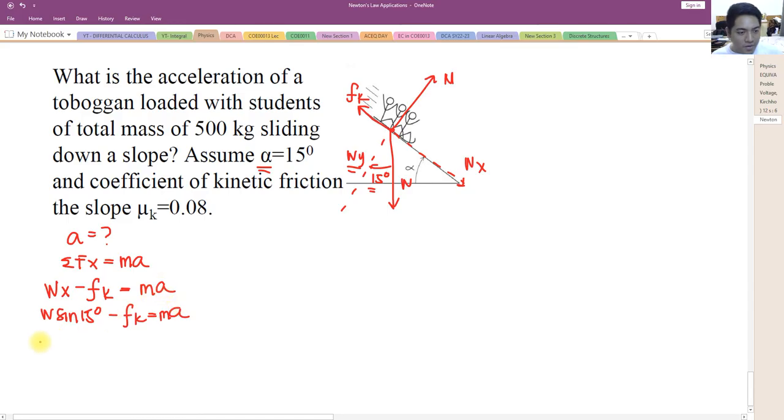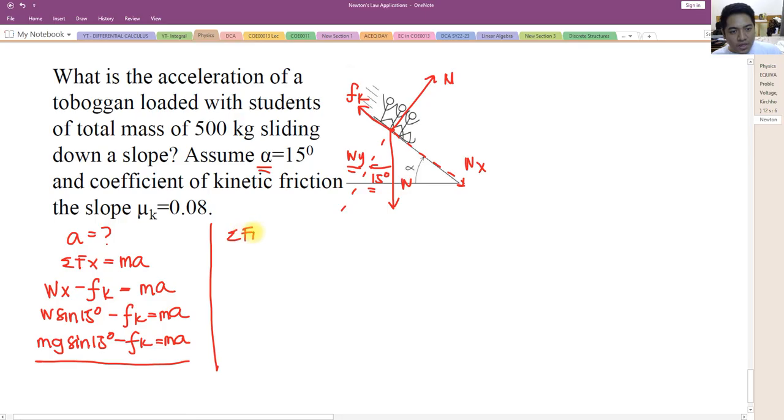So we have W, which is mg sine 15 degrees, minus Fk equals ma. Okay, we have the mass, but we have two unknowns here: we don't have the friction force and the acceleration. So we just simply write it as it is. And then summation of forces along y should be 0 because the toboggan and students are not moving up and down. Its direction is in the x.